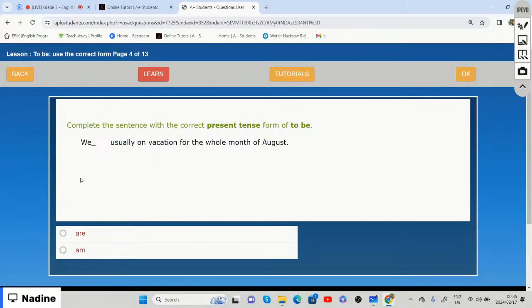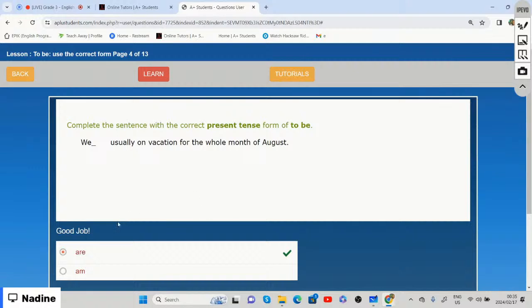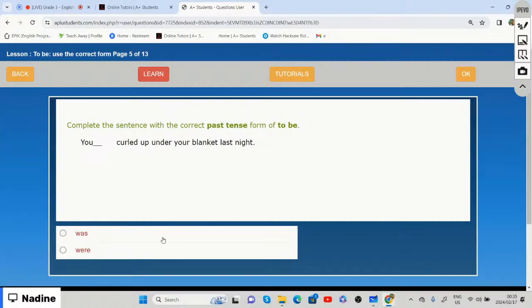All right, and that is correct. We say we are usually on vacation for the whole month of August, and we being plural, referring to more than one person, we use the word are. Remember, we use the verb am when we, for example, say I am.